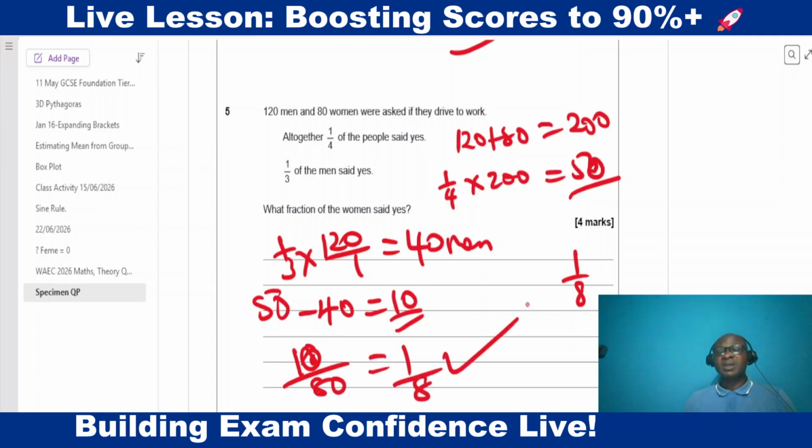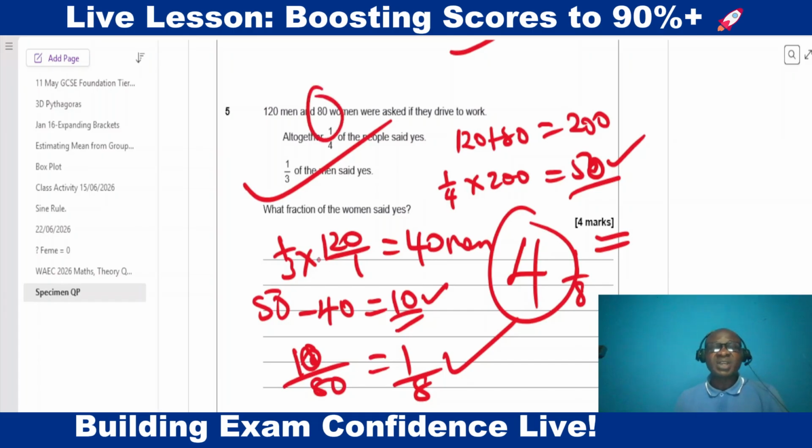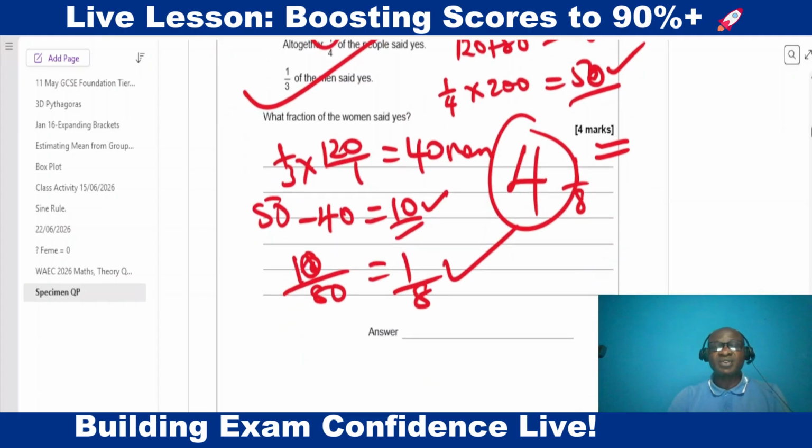That is a very correct analysis. So it comes with the 4 marks, as you can see from the question paper. Every step is correct. You have to sum up the whole people in that place. They were 200, and the 1/4 of the people said yes, that is 50. While 1/3 of the men said yes, that is 40. You subtract the men from the total number of people, that will give you 10, and that 10 is the number of women that said yes. Then that is out of the 80 women. You reduce it to the lowest term.